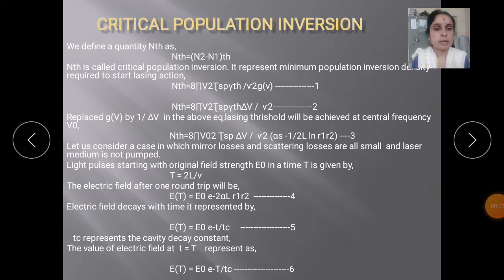Hello friends, in the last lecture we discussed the types of broadening mechanisms: line broadening, natural broadening, and collision broadening or Doppler broadening. Today we start a new article, critical population inversion.